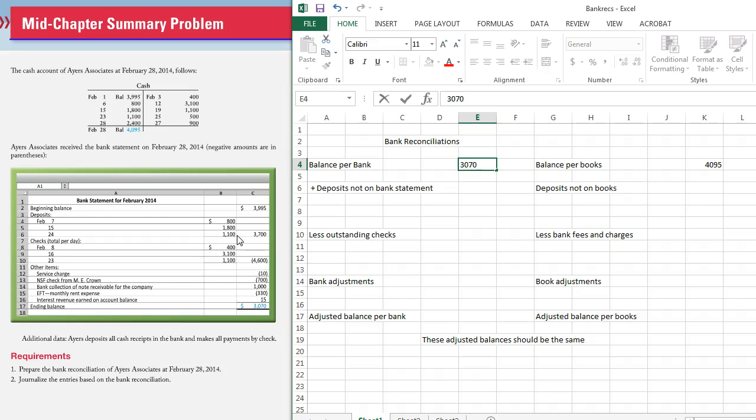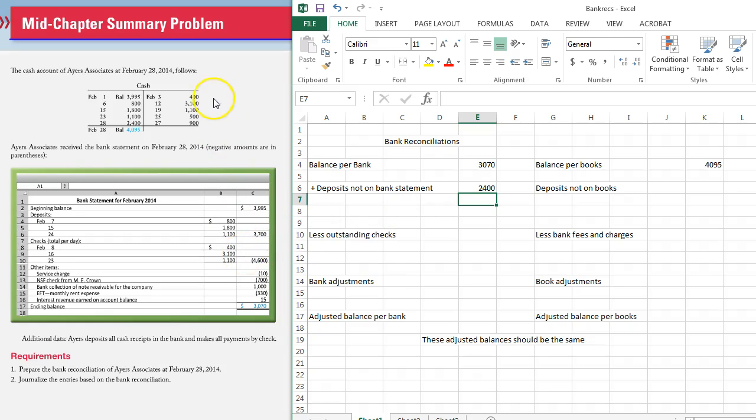Oh, here we go. Oh, okay. Well, we're going to take a look at the debits of the cash account. There's one on the 28th for $2,400. So I don't see that one on the bank statement. So that looks like it's a deposit in transit, one that's not on the bank statement. So I'm going to add $2,400 to the balance per bank on the bank side.